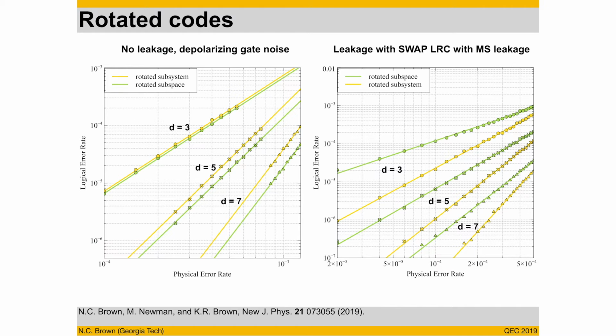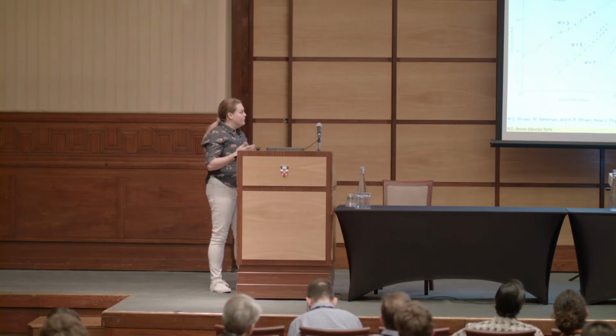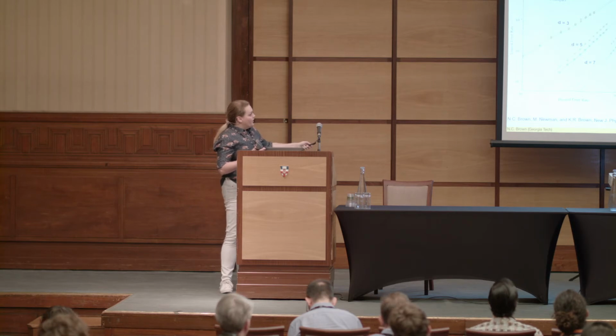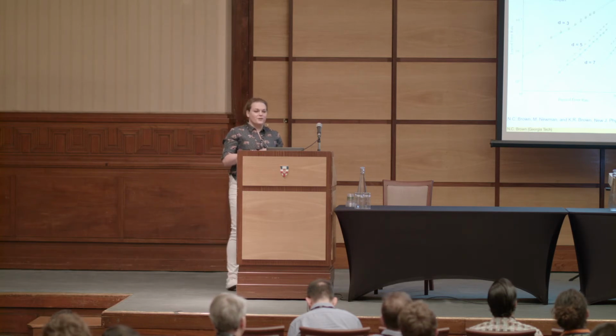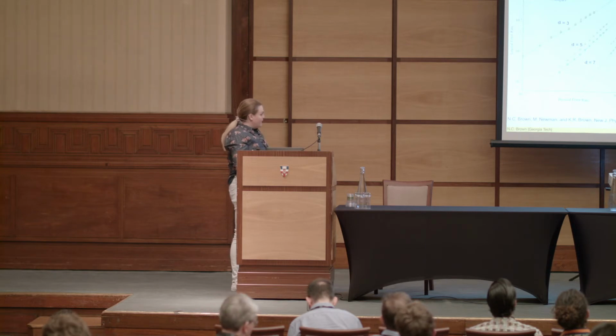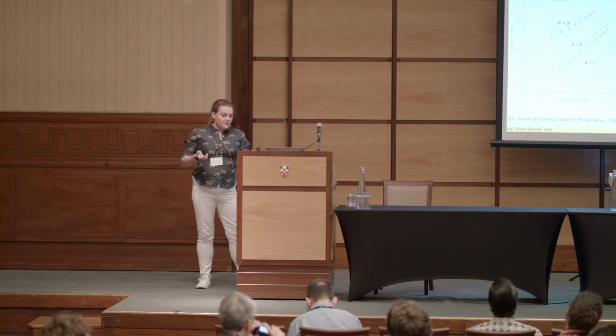And again, we see the same thing, that in the model with no leakage and depolarizing gate noise, subspace codes will do better than subsystem codes. They have more checks, they have more information. But with leakage now, subsystem codes outperform subspace codes, again, because they're able to mitigate the effects of leakage. Now, what's a little misleading here is that these 2 codes have a different number of qubits.